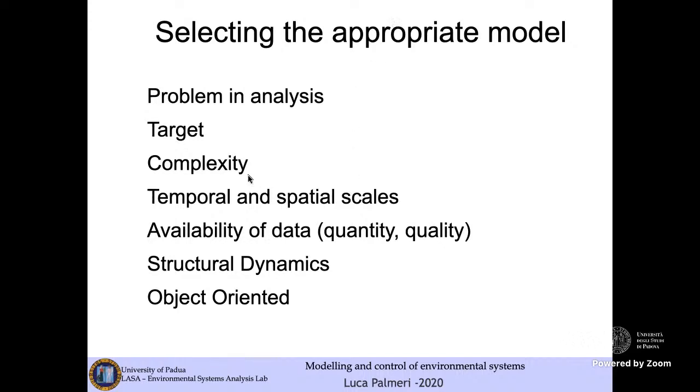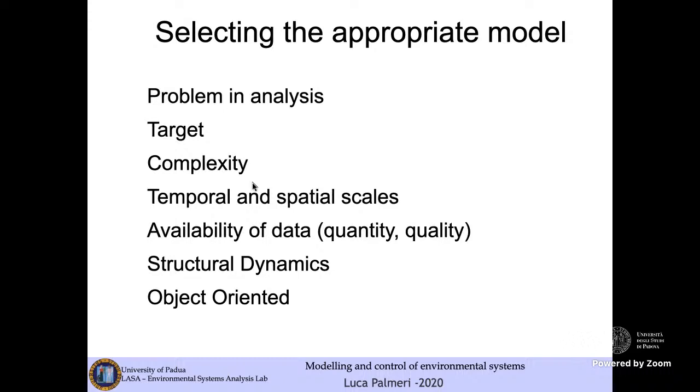The first issue related to the selection of an appropriate model is that of complexity. We have already talked about complexity. By now, you should be convinced that living systems are complex systems. And you may understand that, given that we want to build a meaningful and useful model, we are going to select a model whose complexity is exactly adequate, and not more, to describe the system in analysis.